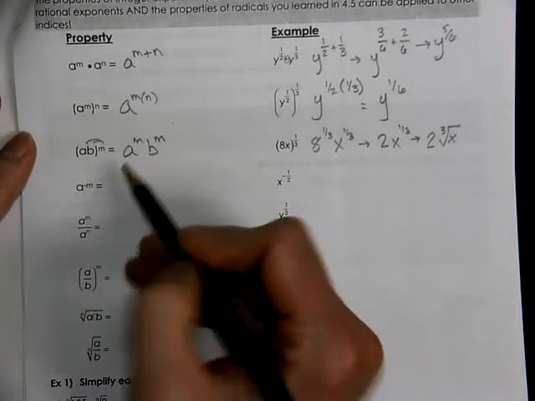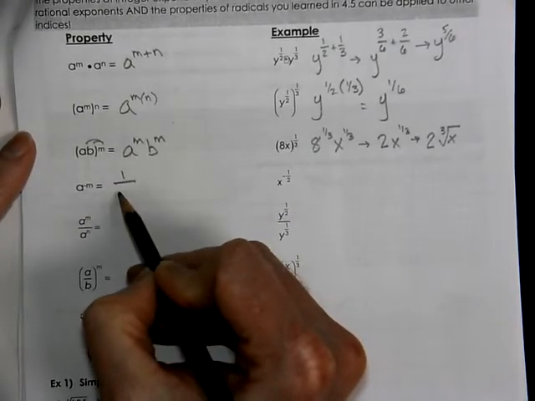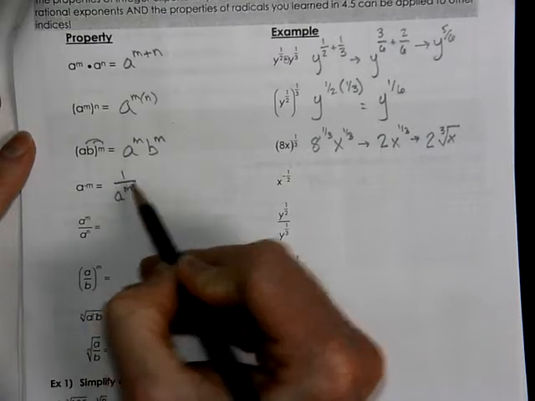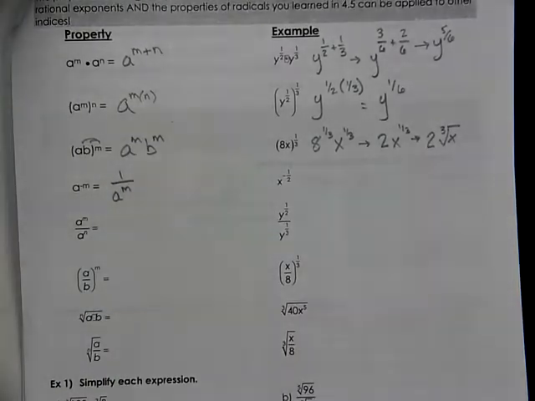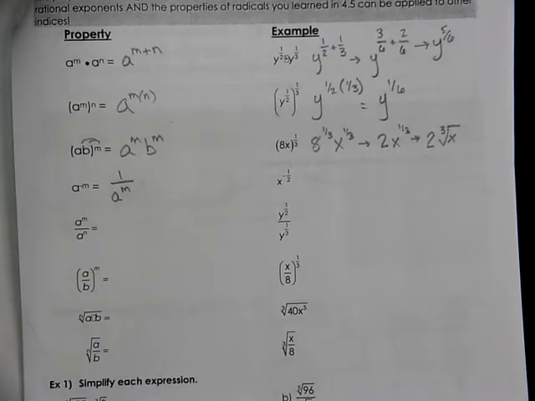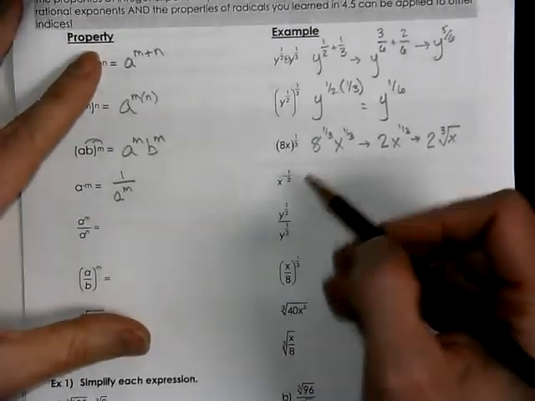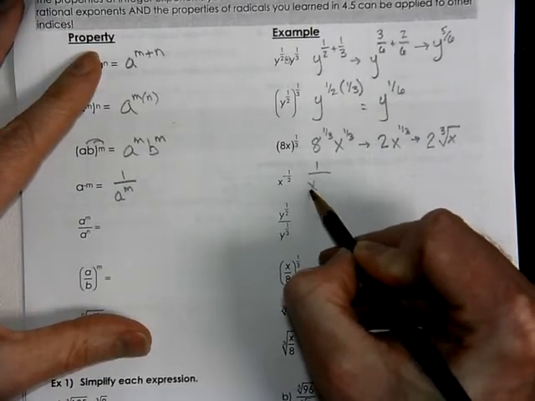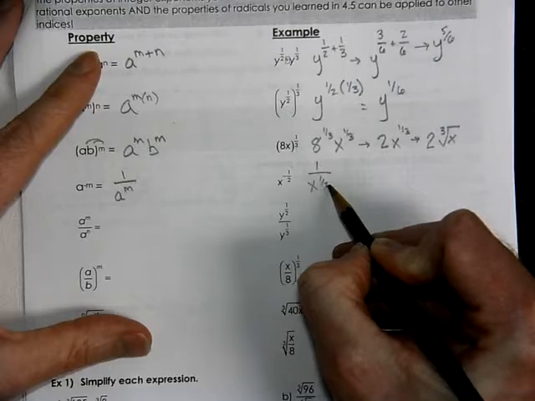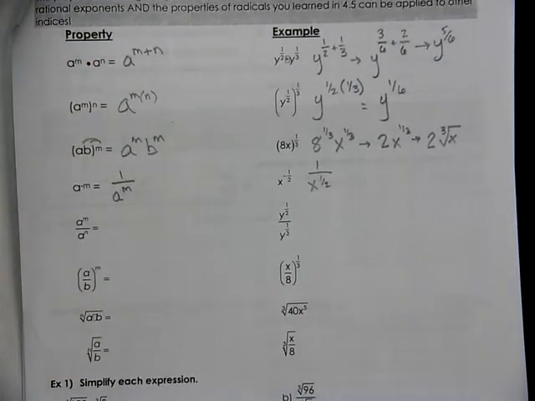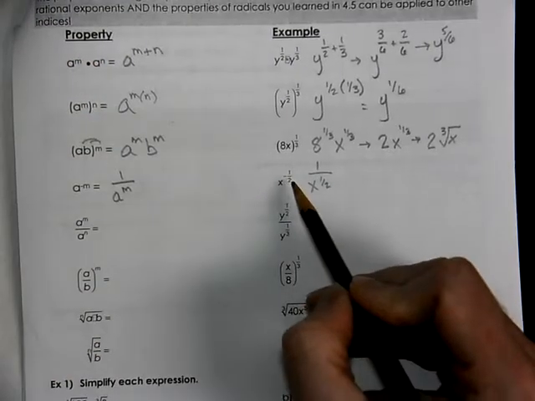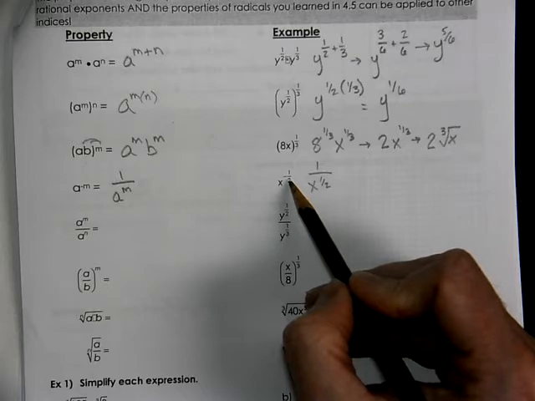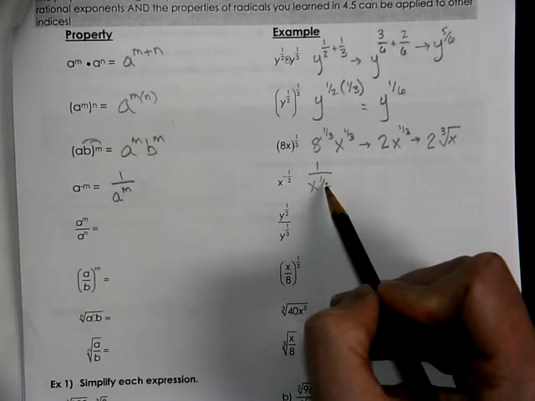Here we have a negative exponent. That tells us to put the base into the denominator with a positive exponent. So the negative exponent means to put it into the denominator. And because the original question started with a fractional exponent, we should write it with a fractional exponent.